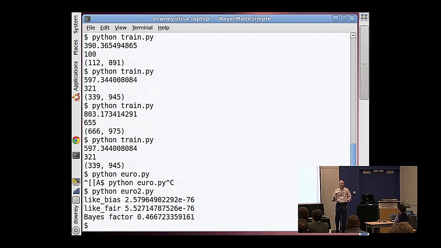You now have a chance to get even with me, which is go into euro2.py and change the bias suite to whatever you think is a better definition. If you think a coin is biased, build a suite that represents that claim and do this computation again.